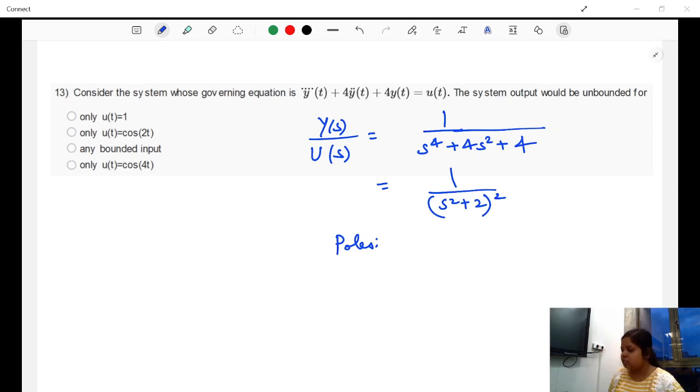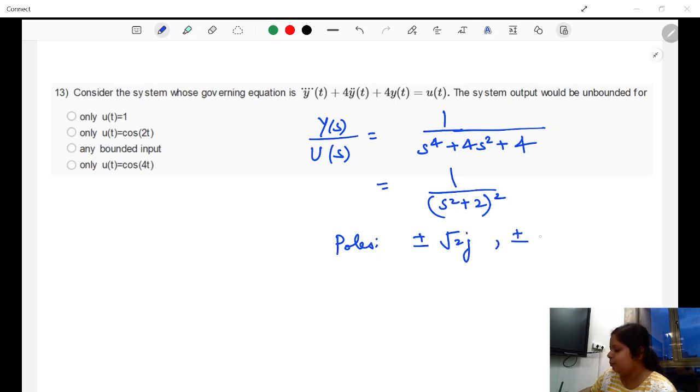Right, because it is a fourth order equation, we are going to have 4 poles. Definitely they could be repeated or non-repeating, anything is possible. So, what are the poles of the system? Plus minus root 2j.